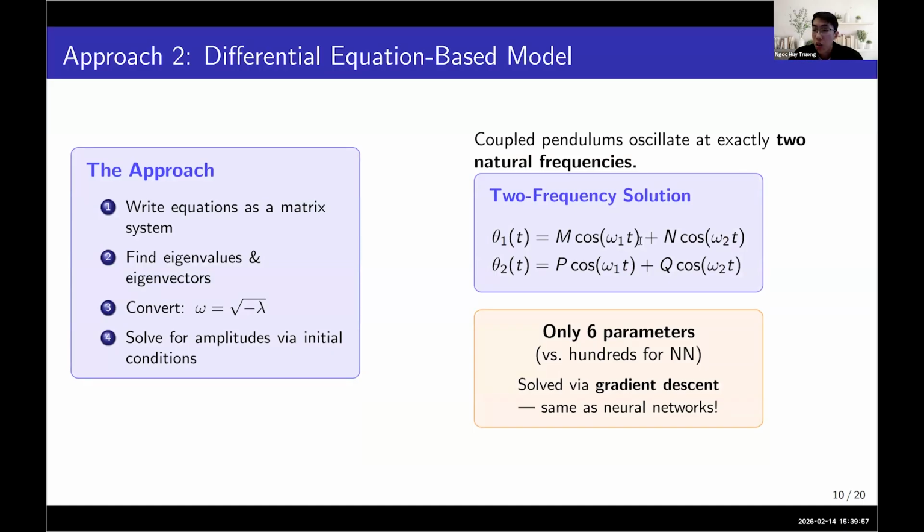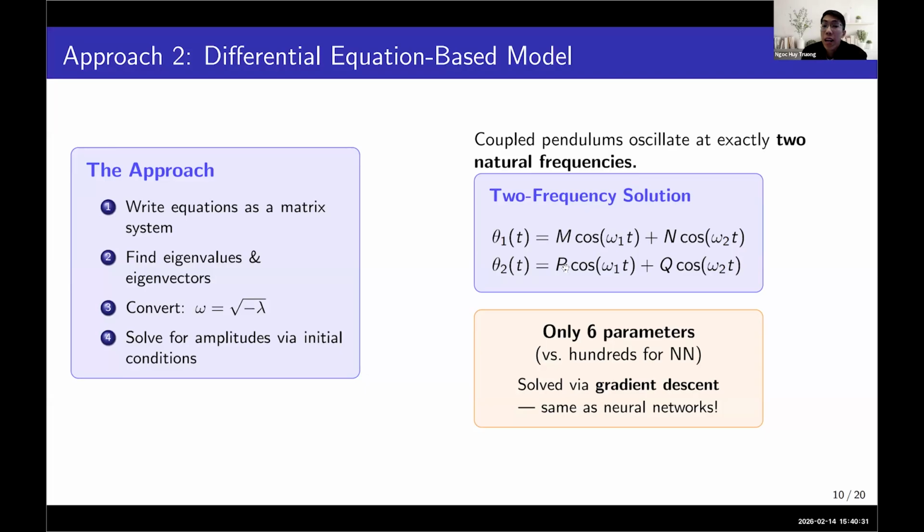For the second approach, we just follow what we did in class. We have the equation, and we write the system as a matrix equation system. We solve for eigenvalues and eigenvectors, convert eigenvalues to frequencies, and solve for the amplitudes from the initial conditions. And the solution is really nice. It behaves in terms of natural frequencies. So this is our solution with 6 parameters.